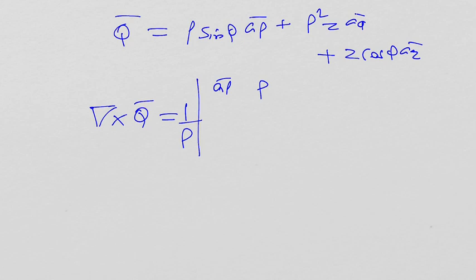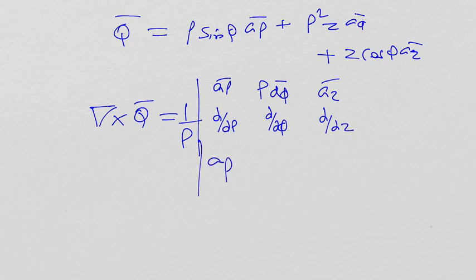I'll first of all define the first row: a rho, a phi, a z. And of course it is the rate of change of the component with respect to rho, with respect to phi, and with respect to z. And you will have a rho component, a phi component, but it is multiplied by rho, and a z component. In particular, this will be represented as Q rho, rho into Q phi, and Q z.